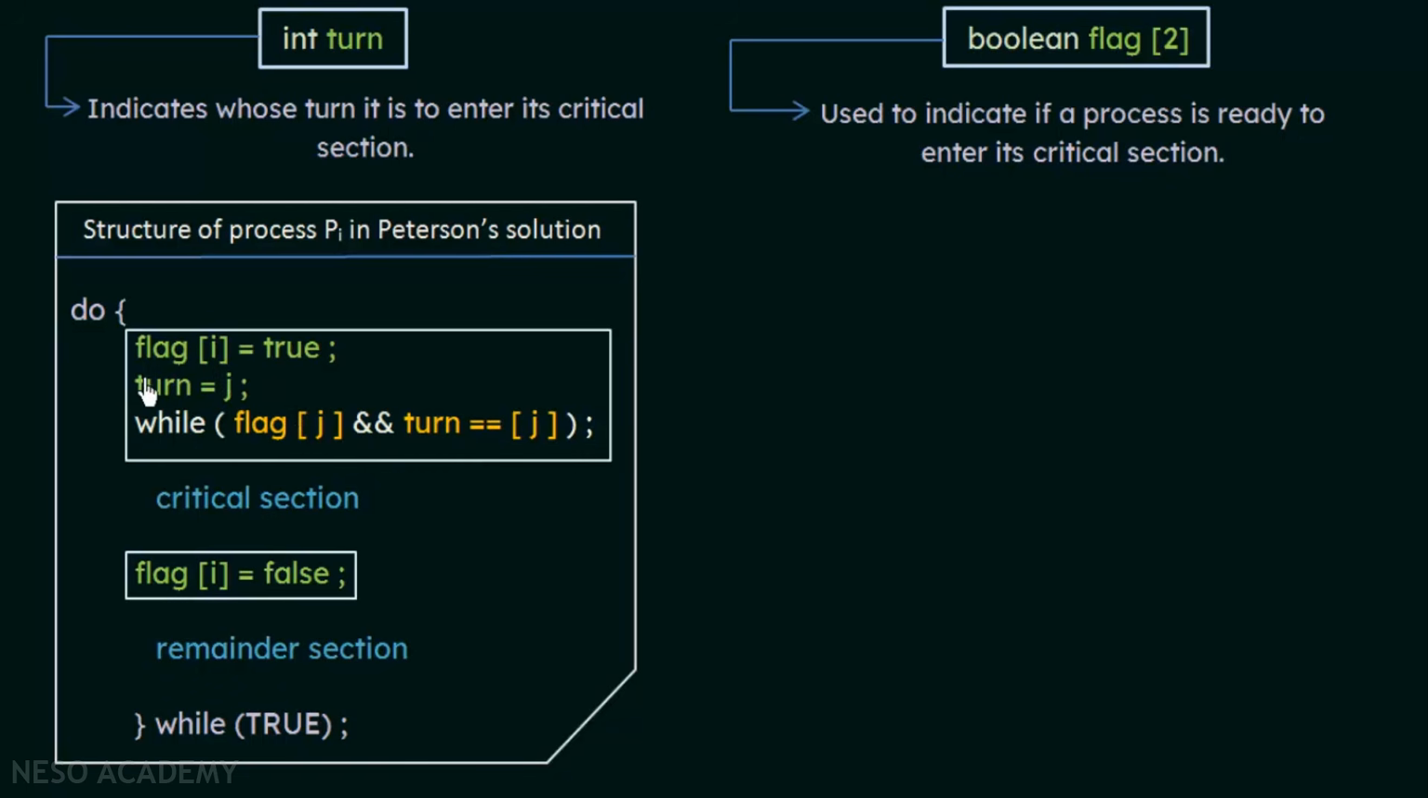So i is equal to true. Flag of i is equal to true. That means Pi wants to enter this critical section. So what does it do? It is being humble and setting the turn value equal to j. That means if j wants to enter this critical section, let it enter.